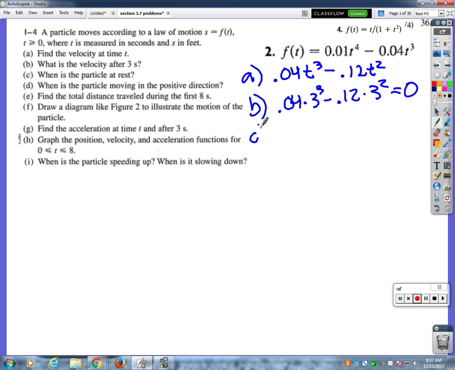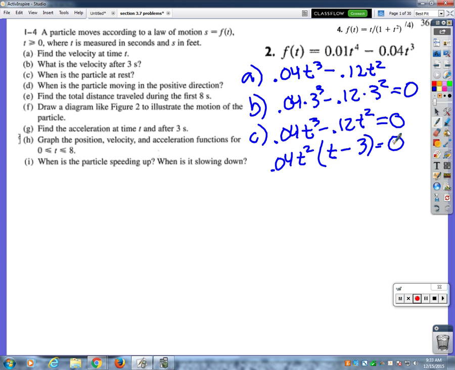Okay, when is the particle at rest? So that means take the velocity equation and set it equal to 0 and solve. One of them we know is going to be 3. The way I would solve this algebraically is I would factor out a 0.04 t squared. And that would leave me t minus 3 equals 0, because 0.12 divided by 0.04 is 3. And so then you know the velocity is 0 at t equals 0 and also at t equals 3.